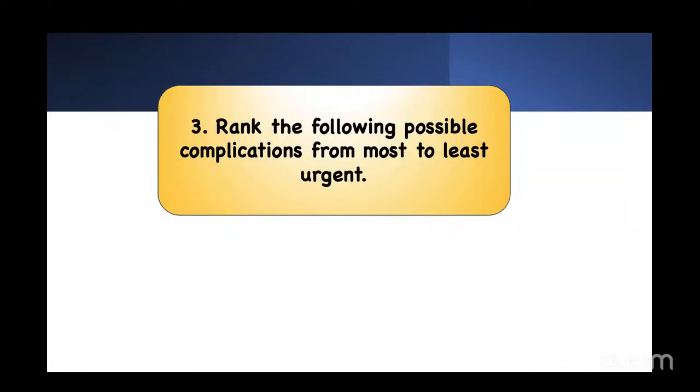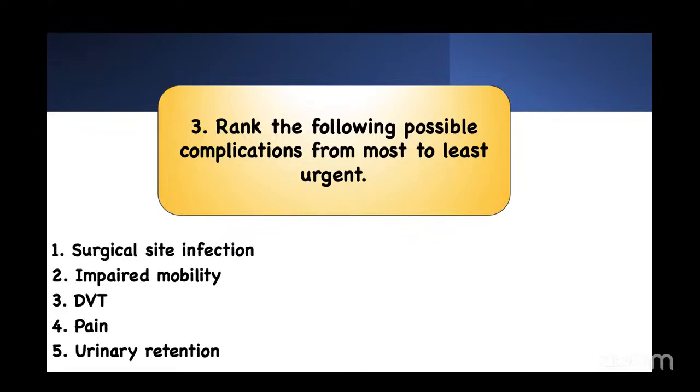Now, you have to rank this information, in order, from the most serious complication to the least. So which one is more serious and which one is not? This is what you have: surgical site infection, impaired mobility, DVT, pain, and urinary retention. If you're taking care of this patient, I want you to go clinically. Which of these do you rank number one?